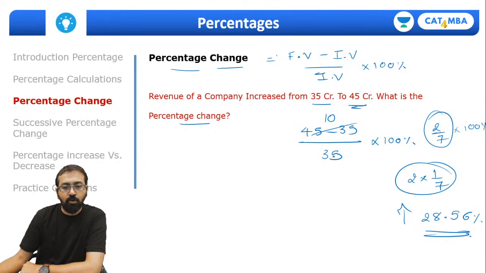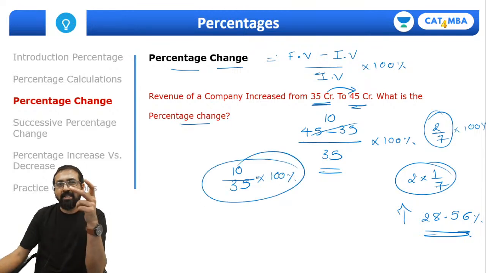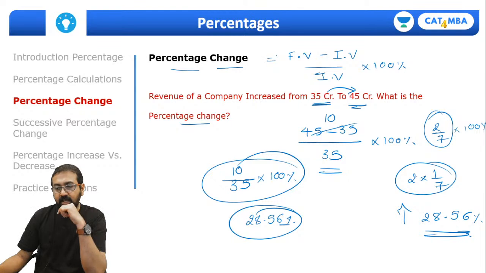In fact, over a period of time, I'll suggest not to apply this formula. Don't use all this formula. Instead, you can just see what is the base value over here, 35. And what is the increase? It's 10 crore. So there is an increase of 10 crore over the base value of 35 crore. So percentage change is 10 upon 35 into 100%. Simple. Then you can quickly think, okay, this is 2 by 7, so straight away you can write down the answer as 28.56%.